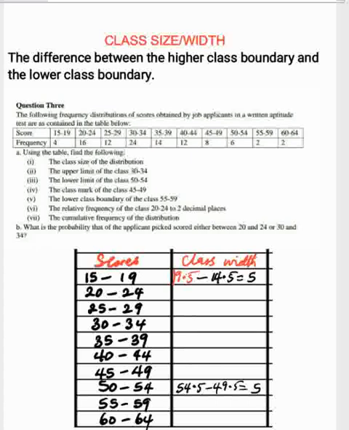So to solve the first question, the class size of the distribution is simply 5. Take any of the classes and subtract the lower class boundary from the upper class boundary. You will have the value 5 as the class width.